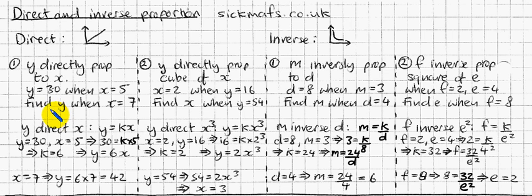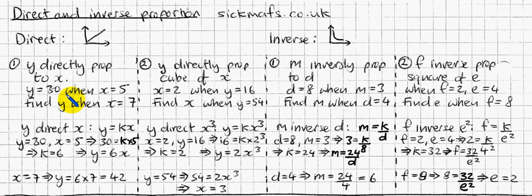You can do what they're asking you to do here, which is find y when x equals 7. So when x equals 7, you've got y equals 6 times 7, which is 42. So y equals 42, and your first question is done.